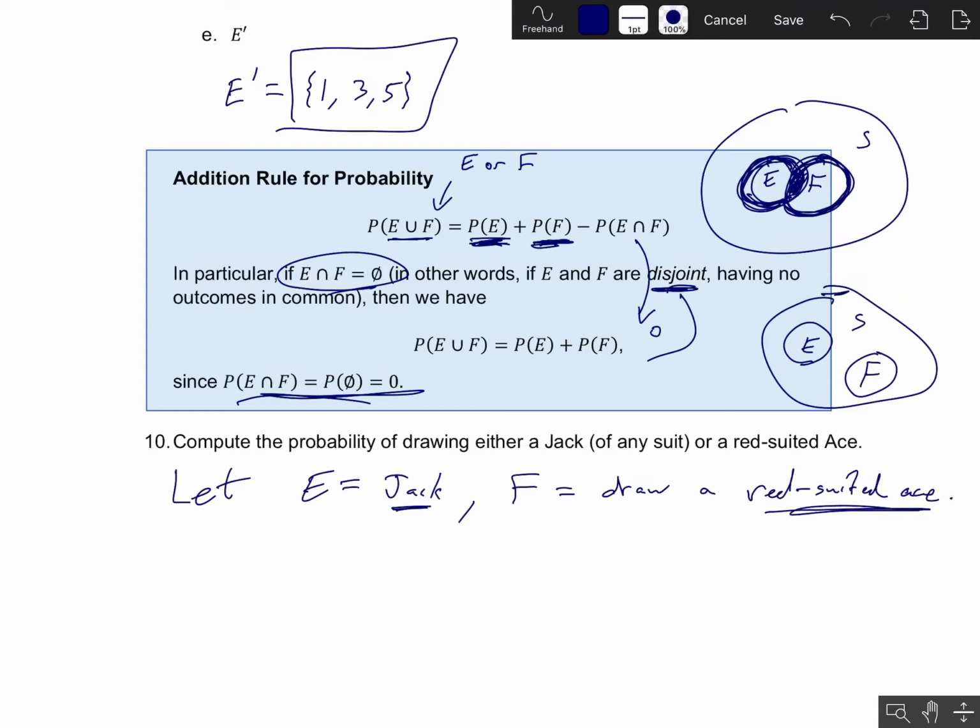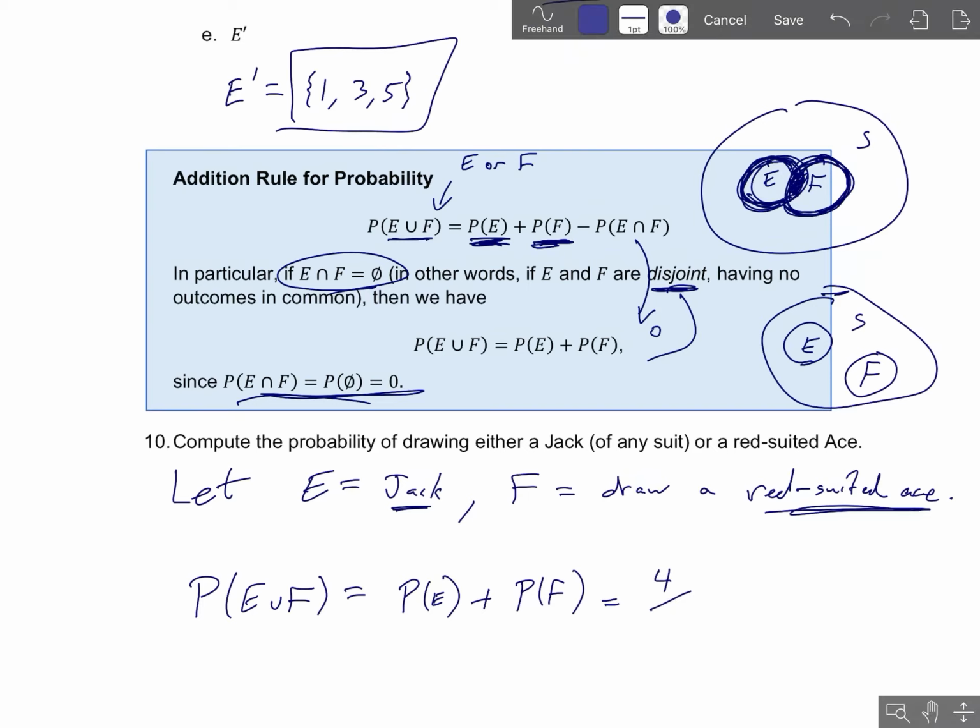the ace of diamonds. So because these sets don't have anything in common, we could apply either of these formulas, but this top one will just have its third term equal to 0. That's just because E and F are disjoint, so E intersect F is the empty set. So I'm just going to use the disjoint formula here. We get that the probability that E or F occurs is equal to the probability of E plus the probability of F. The probability of E is going to be the number of outcomes in E divided by the total number of outcomes, and the same is true of F. There are 4 jacks, and there are 2 red-suited aces.